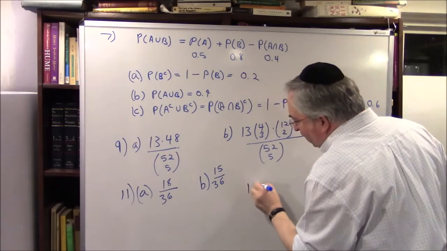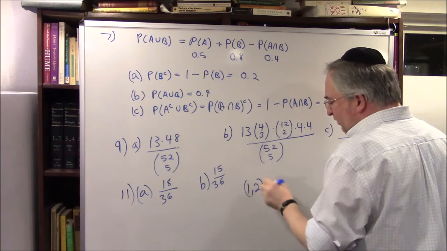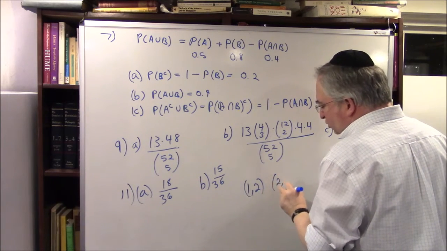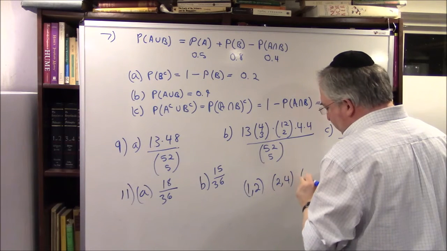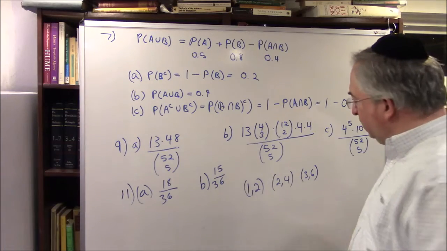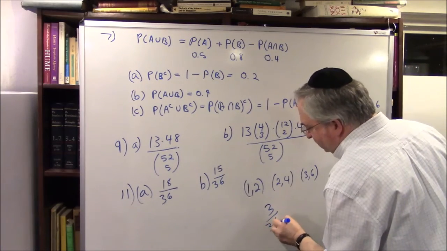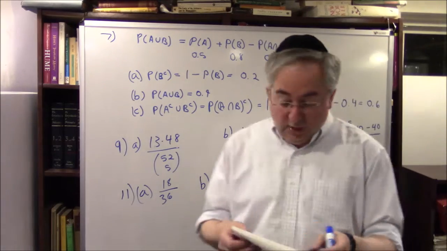The red die can be 1, the black die can be 2, or the other way around. This could be a 2, and this can be a 4. This can be a 3, and this can be a 6. Those are the only possibilities you can have, so that's 3 over 36. Those are the probabilities. Great.